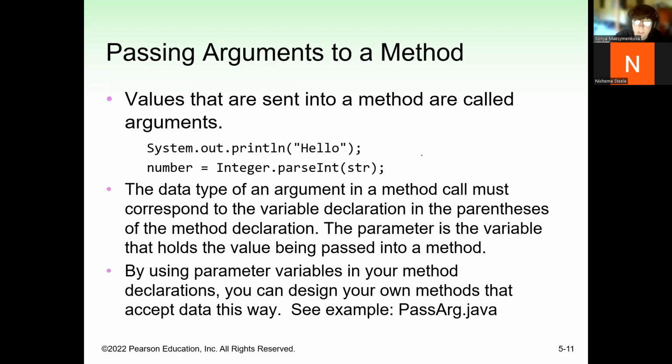Yeah, so here we are with the values that are sent into a method. So we call them arguments. And in this case, str is going to be our argument. String, some sort of string that we're passing is going to be our argument. So everything that's inside of the parentheses is an argument.